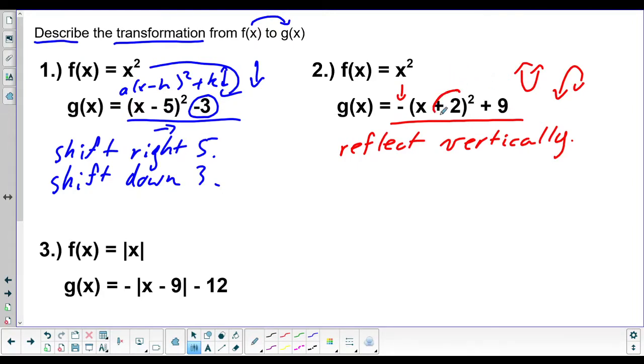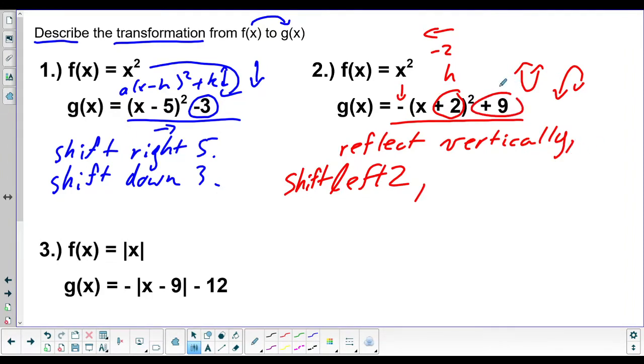Now we have an h value here. Remember, h is a liar, so we need to switch the sign. So this is actually -2. Negative in the x direction is left. So we're going to go left 2. And we should, whoops, left has a T. We should probably say shift left 2. And then our k value is right here. K is up and down. Because it's positive, we're going up and we're going 9 units.